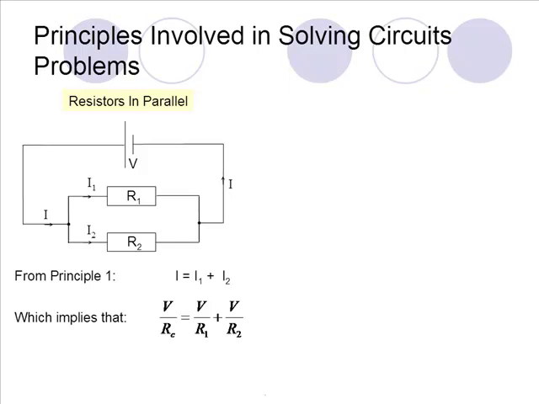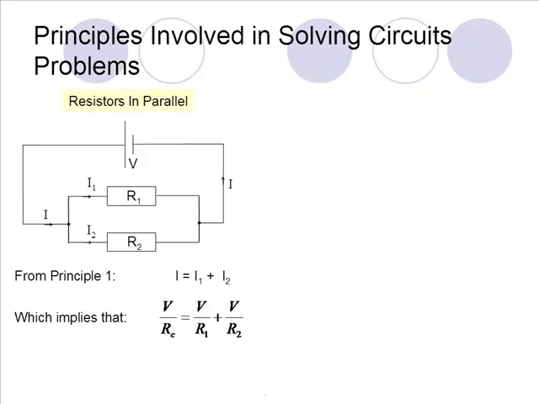Let's say there's an example with resistor R1. Its potential difference is also V. Why? Because the resistors are in parallel, they have the same PD as the battery. So the potential difference across R1 is V, across R2 is also V, and across the battery, of course, is V, assuming no internal resistance.